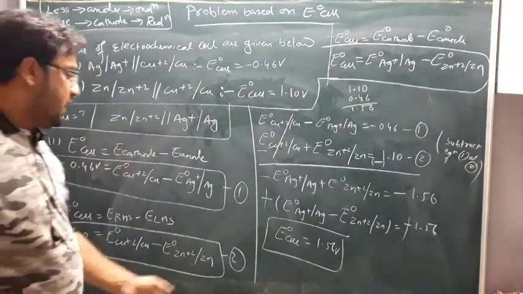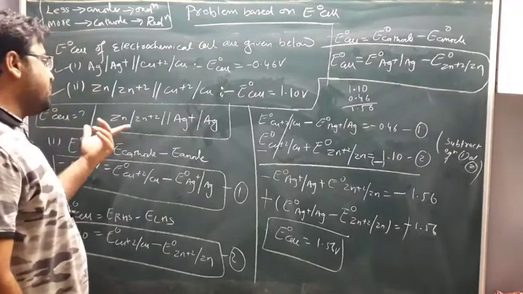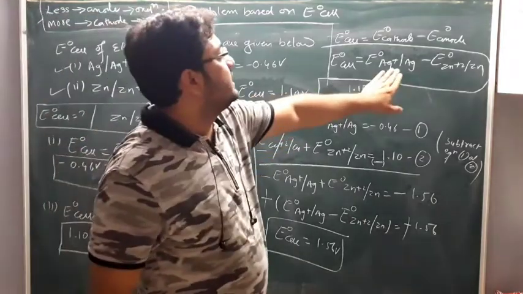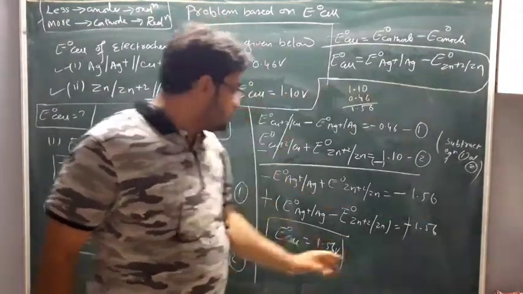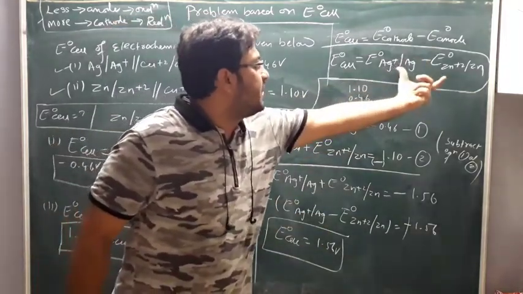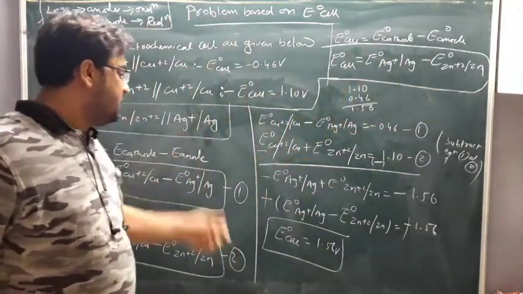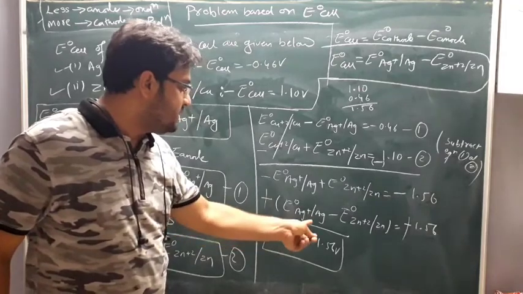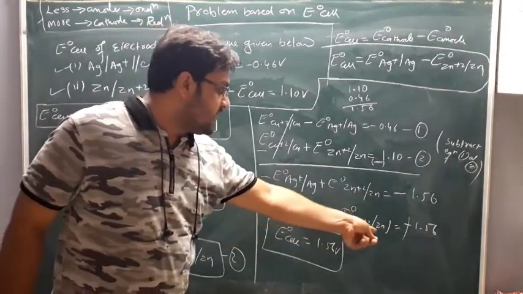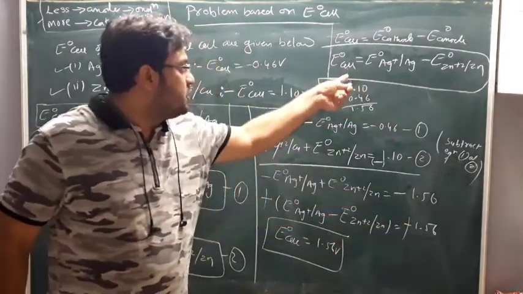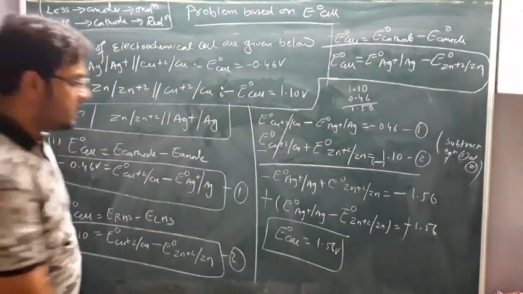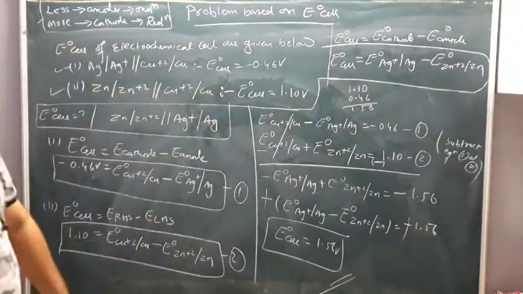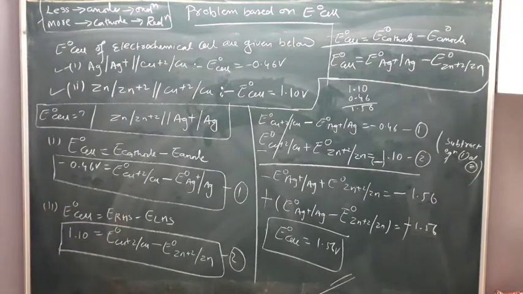For this cell, the formula for E naught cell is E0 Ag+/Ag minus E0 Zn2+/Zn. So this minus this term is equal to E naught cell for this cell. So I got E0 Ag+/Ag minus E0 Zn2+/Zn equal to 1.56, which is E naught cell, for which the question is required. So the answer is how much? 1.56 volt. Hope you got it.